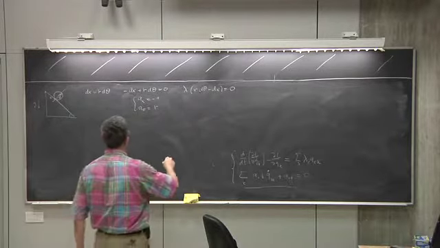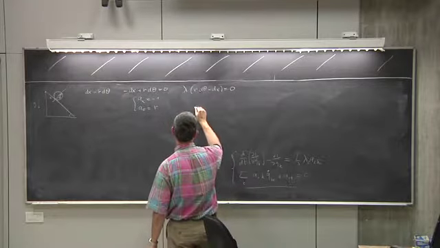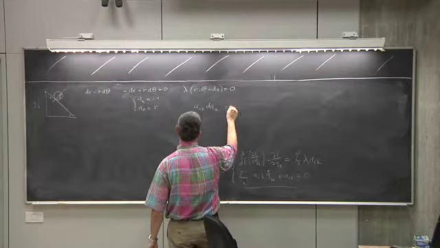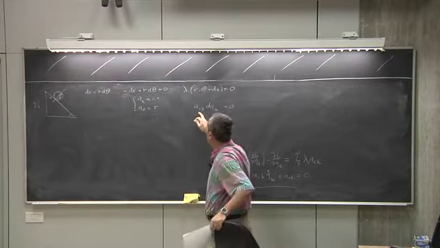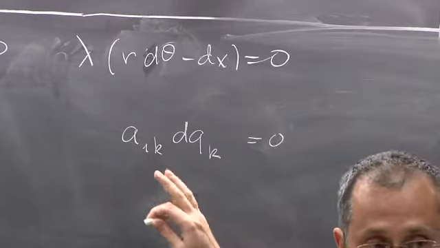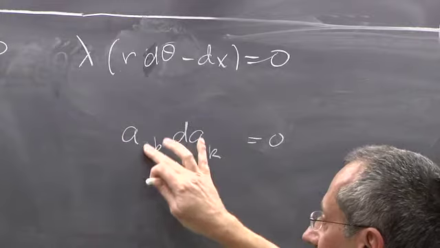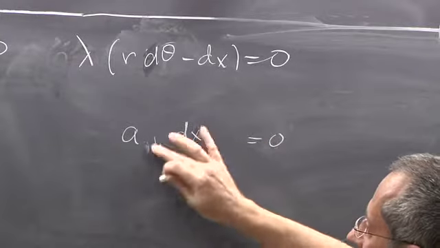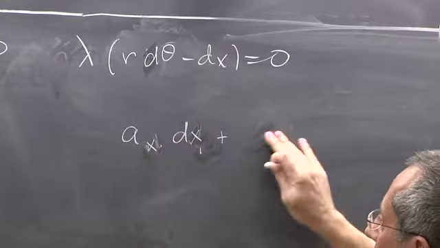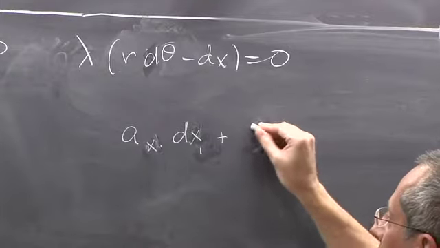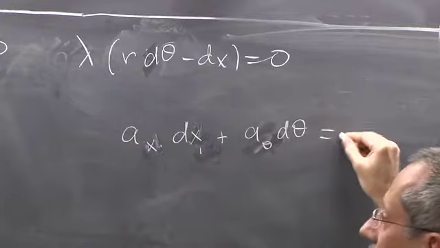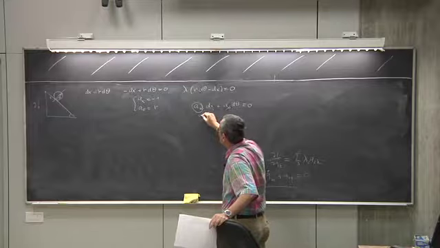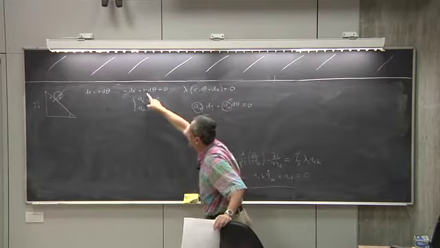Just by this definition, you write a_ik dq_k equal to 0. This is the constraint. Here i is just 1, because I only have one constraint, so I can get rid of it. Then the names of my coordinates are x and theta, so this is a_x dx plus a_theta d theta equal to 0. Then I compare these two, and you see that this must be equal to minus 1, and this must be equal to r.